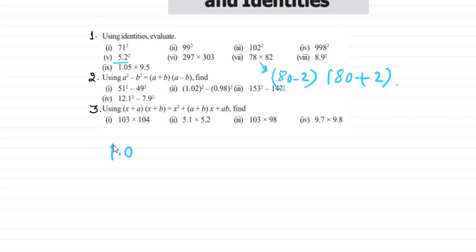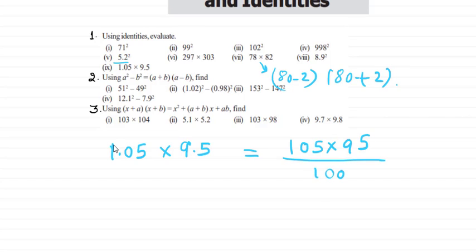Then we have this question, 1.05 into 9.5. So how will you do that question? In this question you can write it as 105 into 95, then divided by 100. From here you take out that, so you'll get 100 and then one more 0. So like this you can do.